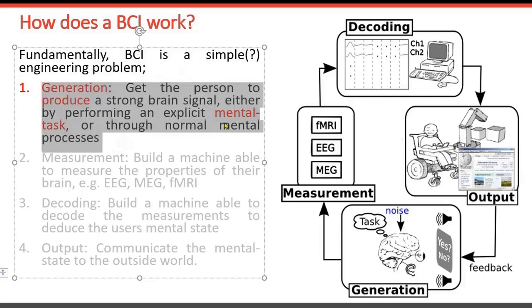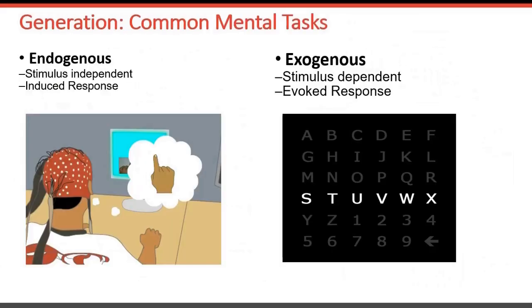We will see shortly that there are different experimental paradigms that are used to get the strong signal from the brain. In the generation of the brain data, brain signals, there are some common mental tasks in practice. And we can divide those into experimental paradigms or experimental protocols called endogenous or exogenous.